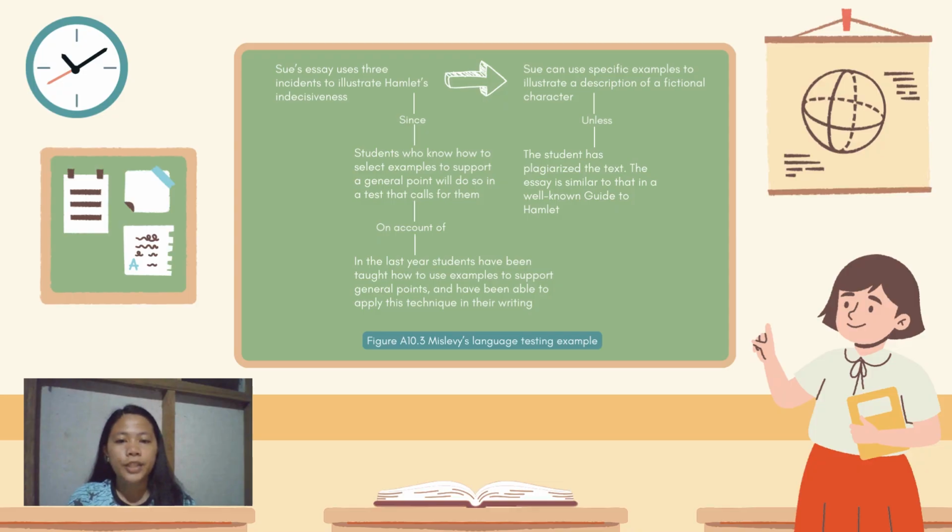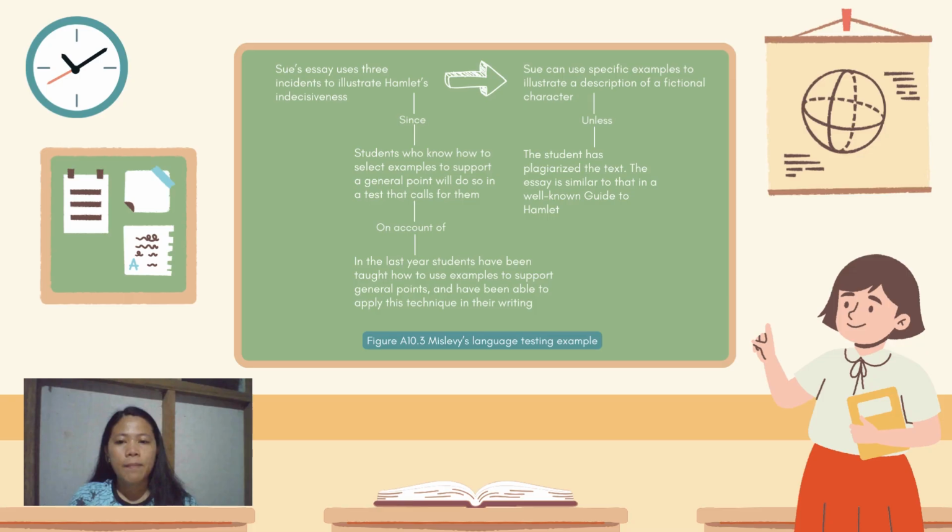We have here scenario 2: Sue's potentially plagiarized essay. We have the premise: Sue can use specific examples to illustrate a fictional character. We have the condition: this is true unless the essay is plagiarized, meaning it is too similar to a well-known guide to Hamlet. The word unless indicates a conditional relationship.